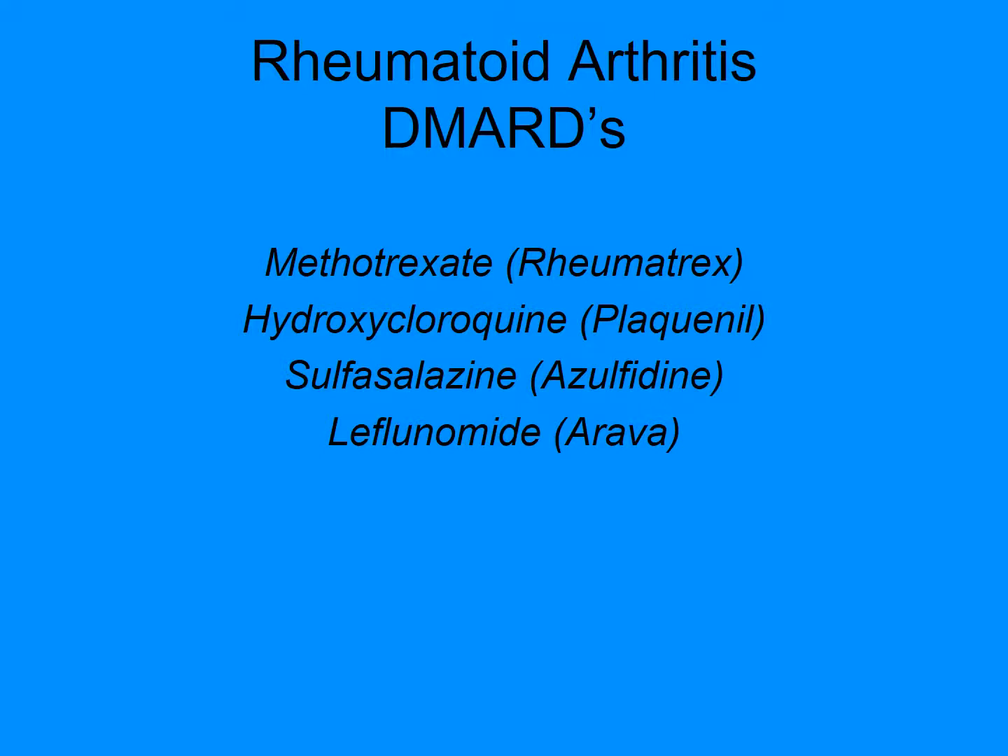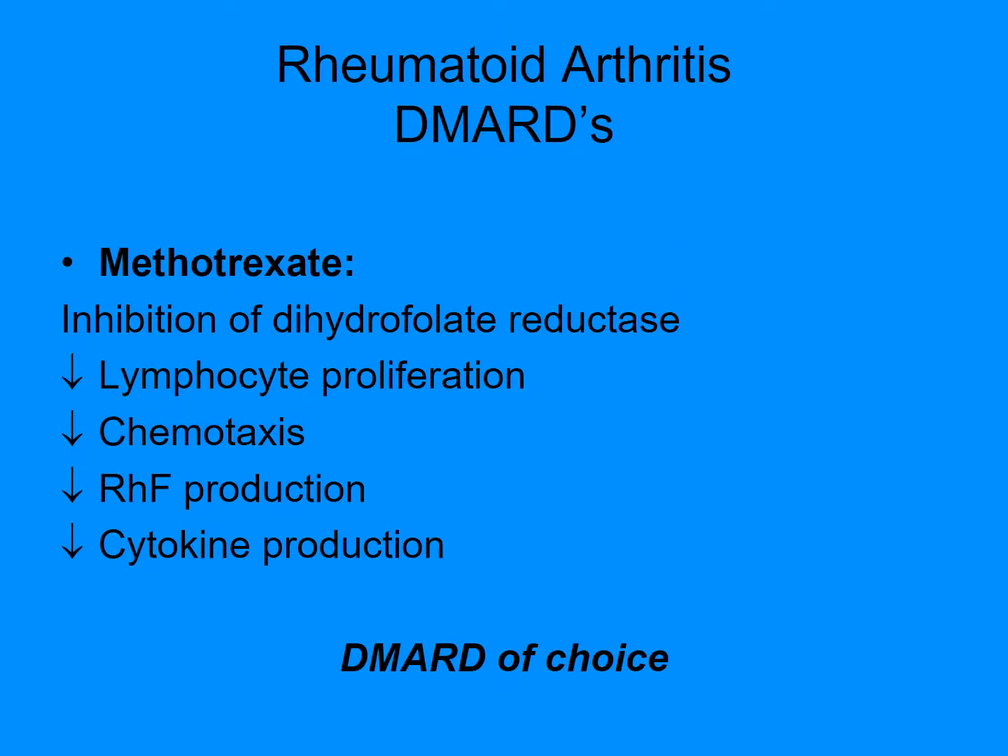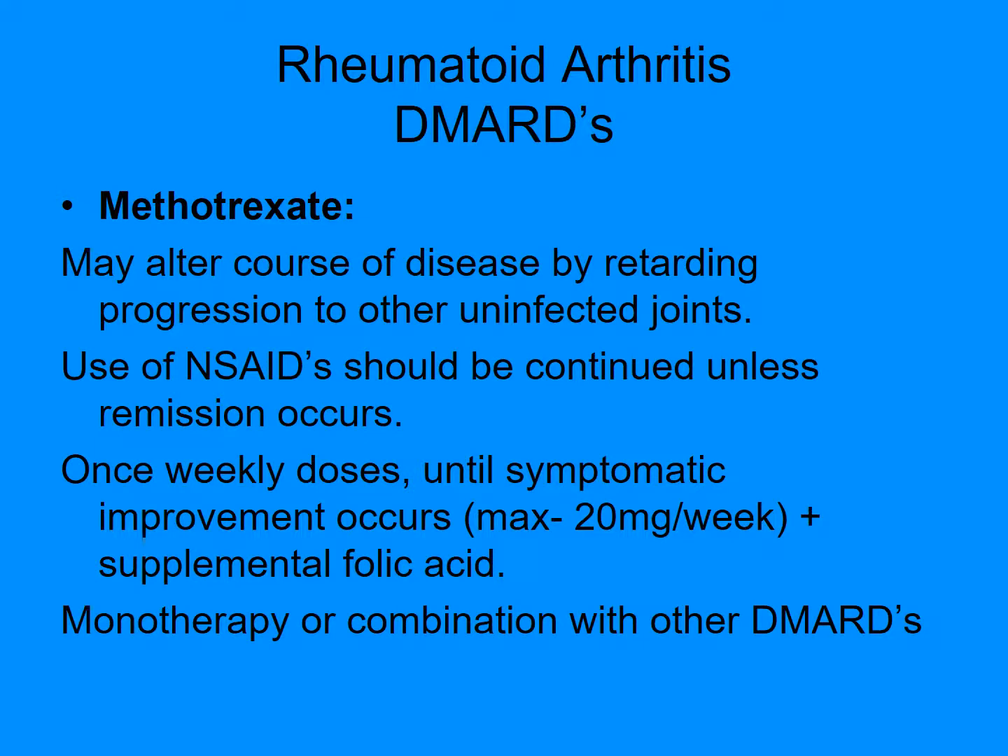The drug of choice is methotrexate, first line. Sulfasalazine may be added on to methotrexate, and then the other drug is hydroxychloroquine. Methotrexate basically inhibits both purine and pyrimidine synthesis, by inhibiting dihydrofolate reductase, and therefore reduces lymphocyte proliferation, inhibits chemotaxis, and reduces RF production and cytokine production, and it is the DMARD of choice. It will reduce the progression of the disease.